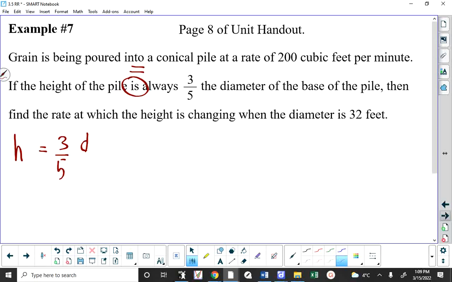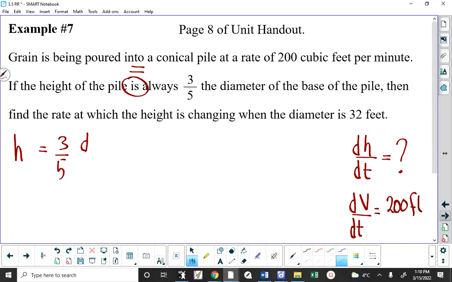What is the rate of change of the height? I know I'm kind of reading this in a mixed up order, but this is what you're asked to find. And it says grain is being poured into the pile at a rate of 200 cubic feet per minute. Well, cubic feet is volume. So if I'm dumping 200 cubic feet of grain onto the pile in a minute, that means dV/dt equals 200.